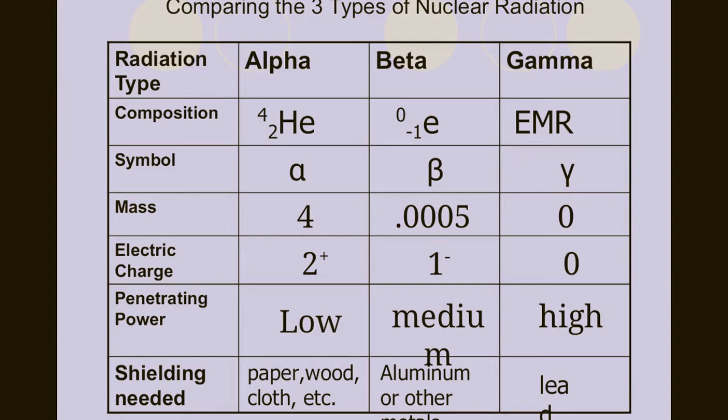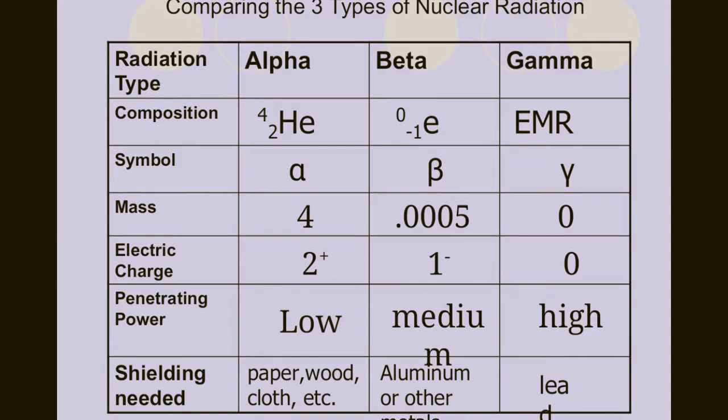As we look at beta, beta does not have any mass, or if it does, it's very small. And the electron charge of that is a -1. Now with gamma radiation, again, you have absolutely no mass there and no charge either.